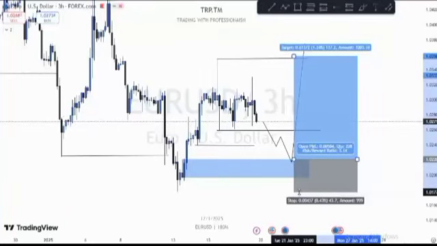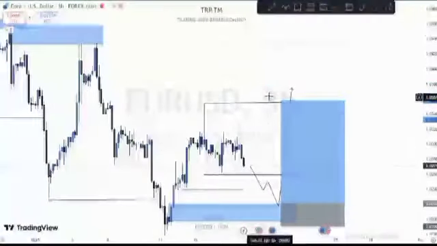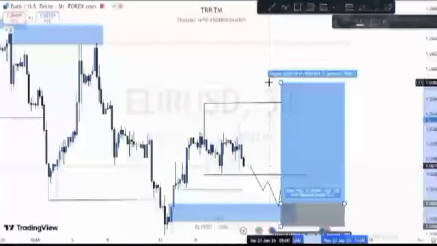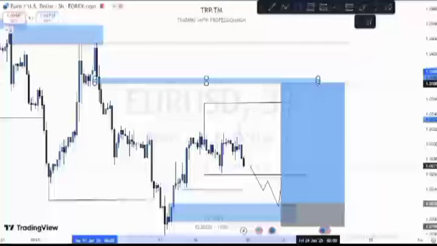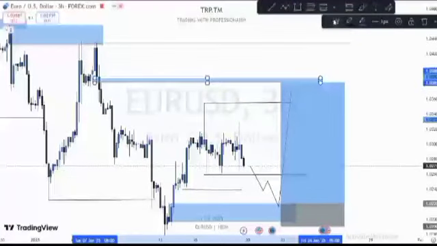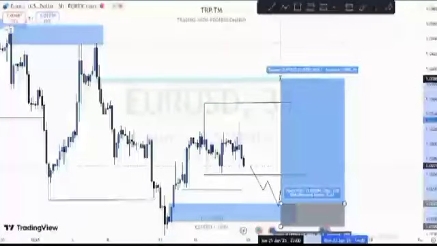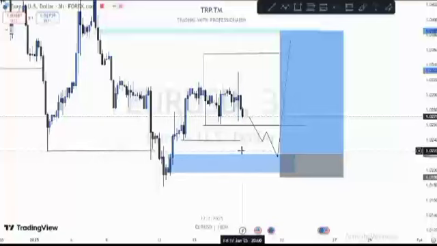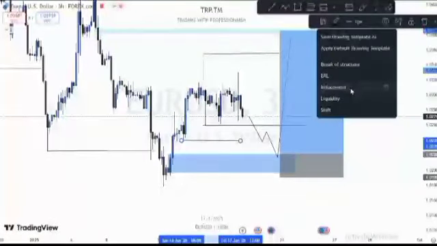Then my stop loss will be below this or just here, and my target is liquidity or this fair value gap. This fair value gap here. The 50% of the fair value gap would be my target. So this is what I'm looking out for. This is inducement.